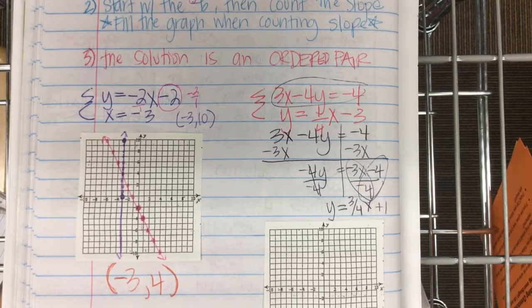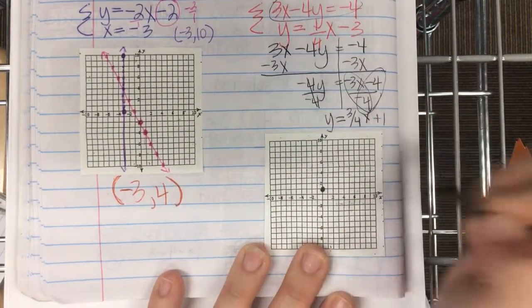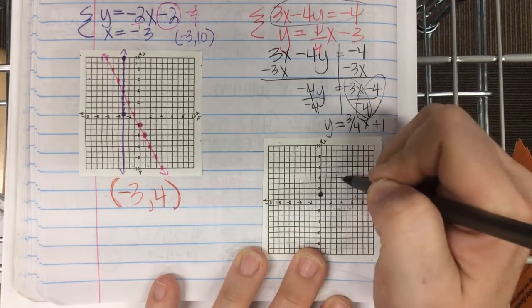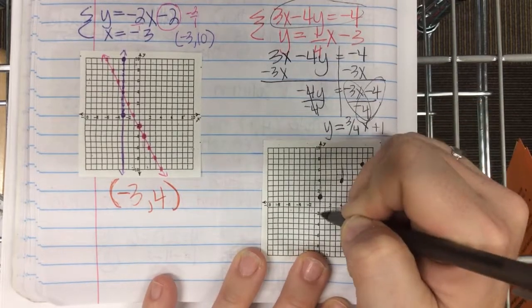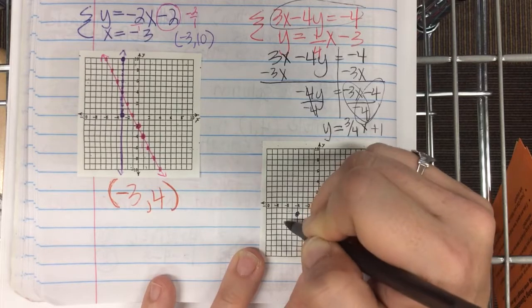Can you graph? Yes. Try. Start at 1. Go up, and then positive 3 over 4. Positive 3 over 4. Up 3, over 4, up 3, over 4.